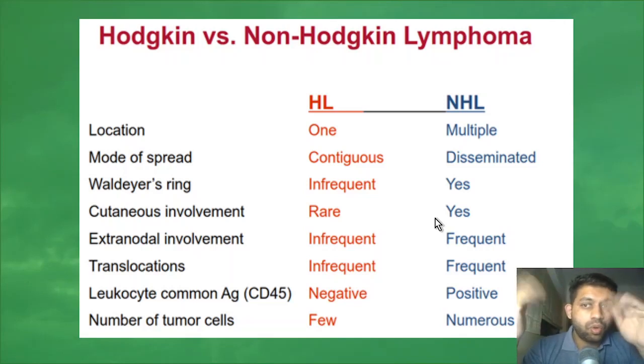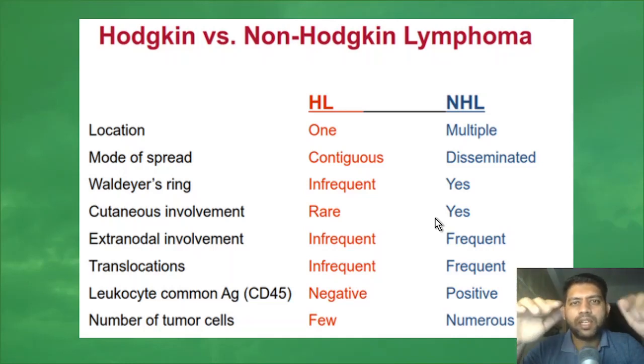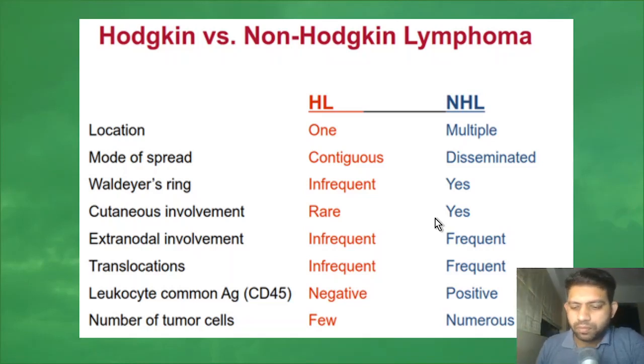Now, non-Hodgkin lymphomas are more like disseminated. They can occur outside lymph nodes. Skin can be involved, and it can occur at multiple sites, above and below the diaphragm, all over the body, like that.